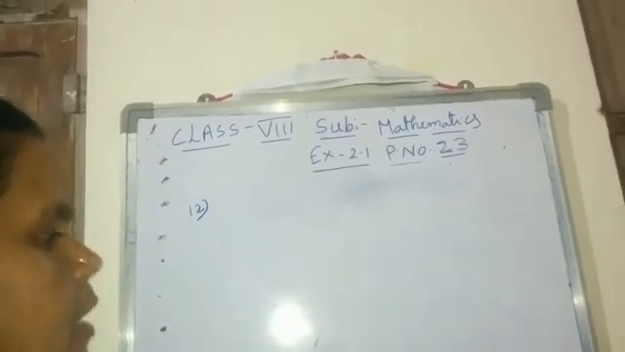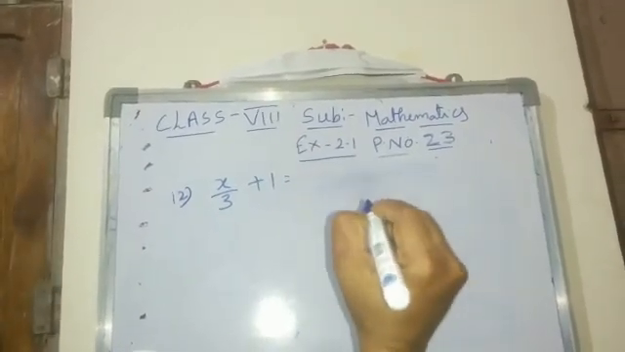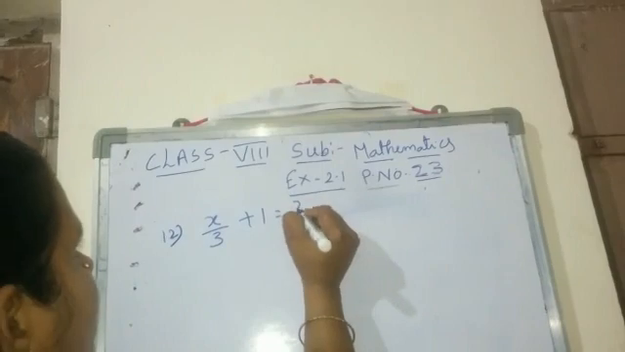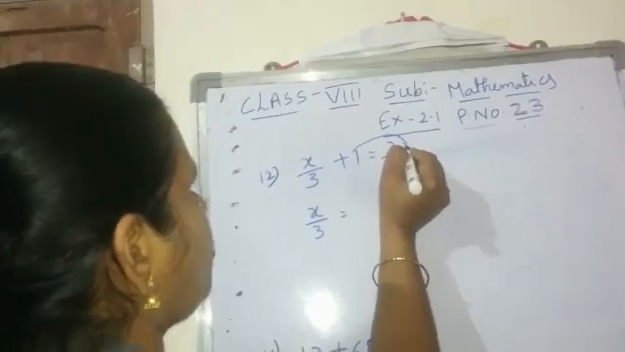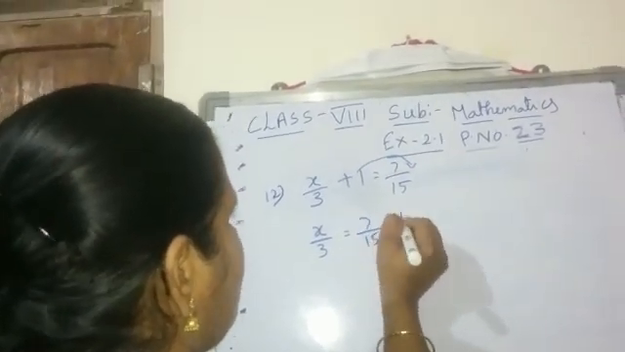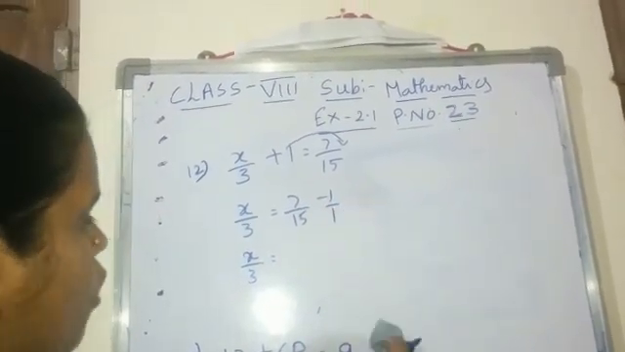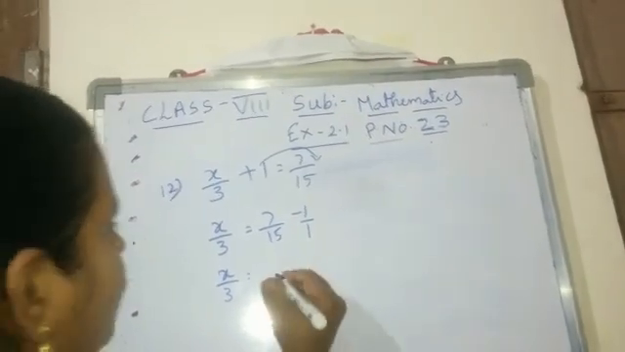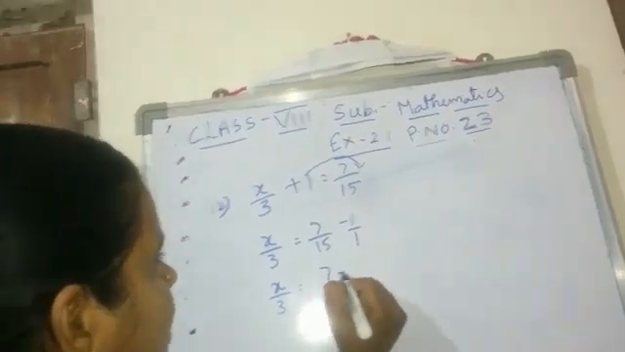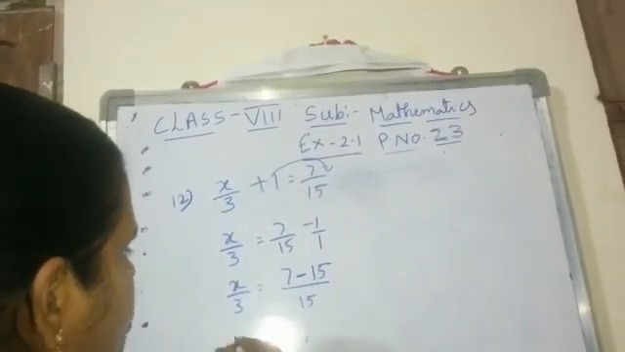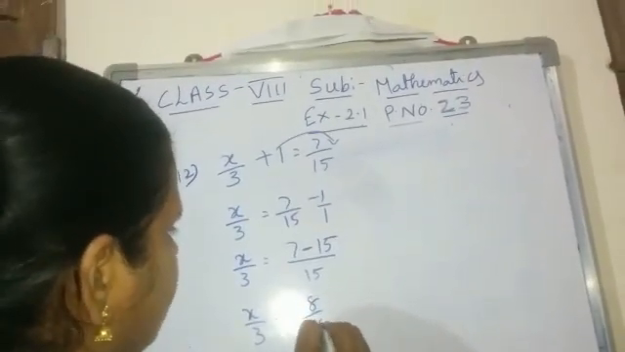Now the 12th one, x by 3 plus 1 is equal to 7 by 15. Now see, x by 3 is equal to, transpose the constants, so 7 by 15 minus 1. Here there is no denominator, so let us take 1 as a denominator. So 15 is the LCM. In 15, 15 goes one time. 1 into 7 is 7. So minus 15. So x by 3 is equal to 7 minus 15, so minus 8 by 15.